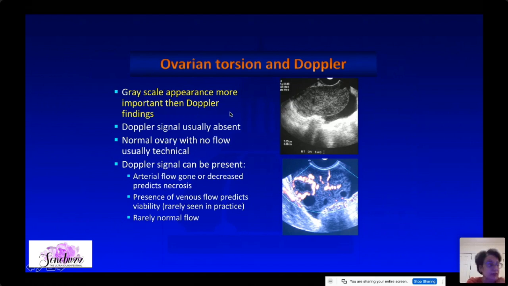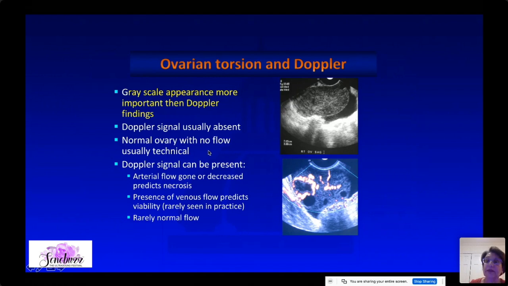Now the other thing, the flip side, is the gray scale in ovarian torsion is really the most important finding, in my opinion, provided the patient has the appropriate symptoms of pain, nausea, sometimes vomiting. But if you see a normal ovary with no flow, usually that's technical.